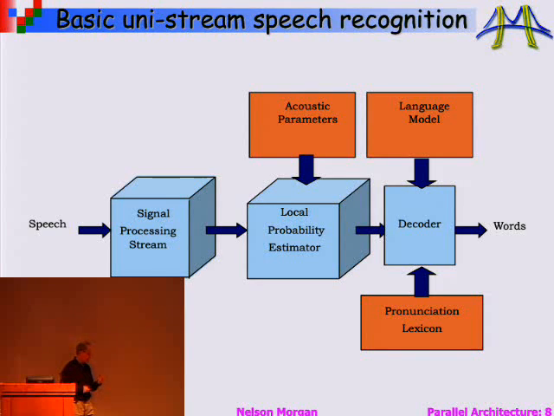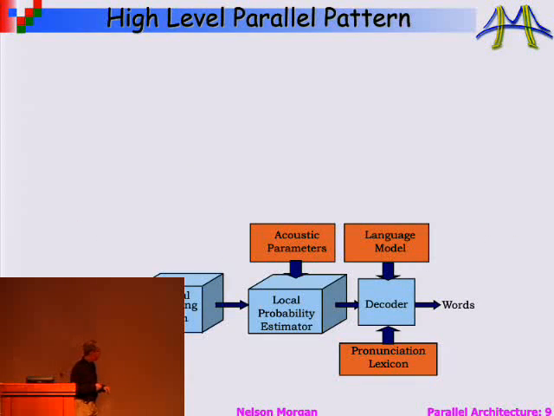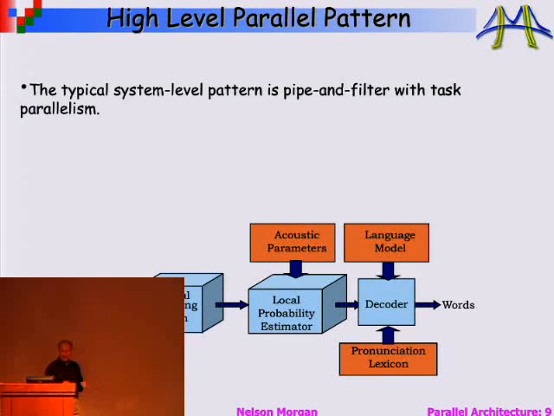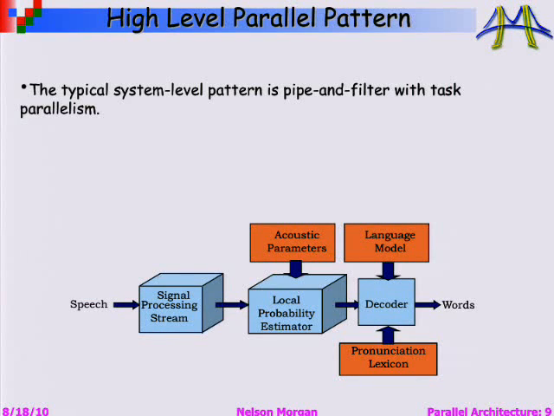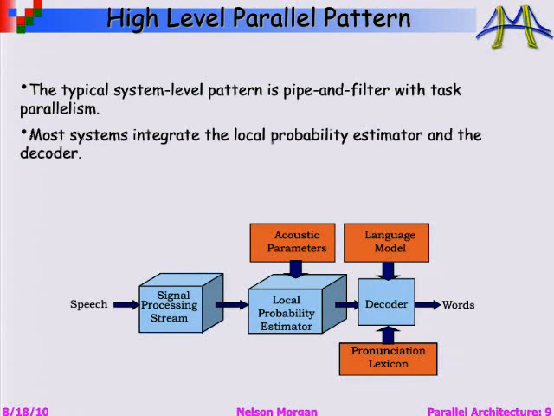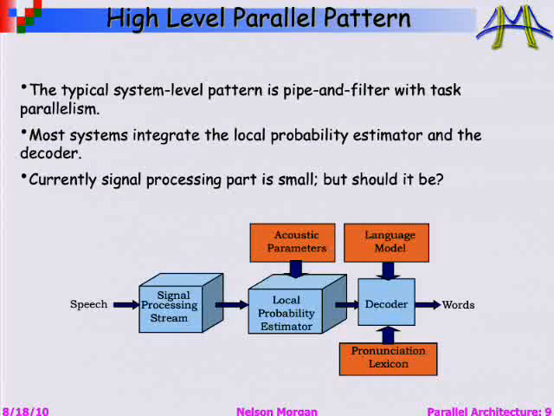And then there's a bridge between the individual speech sounds and the words, and those are the pronunciations. So that's how all speech recognizers look, suppressing a lot of detail, obviously. Now, at a high level, the system-level pattern is pipe and filter with task parallelism. Most systems do integrate the local probability estimate with the decoder. It's sort of all one thing.